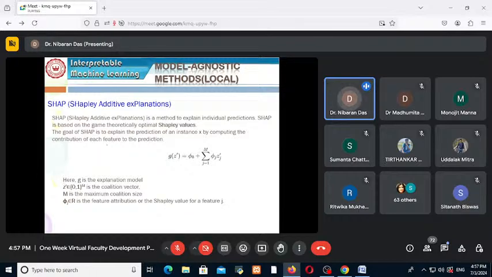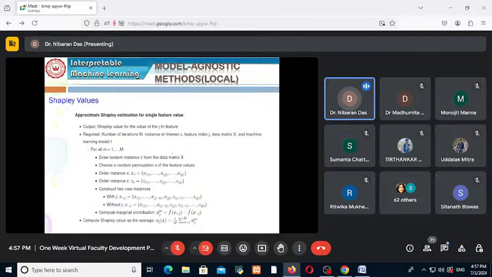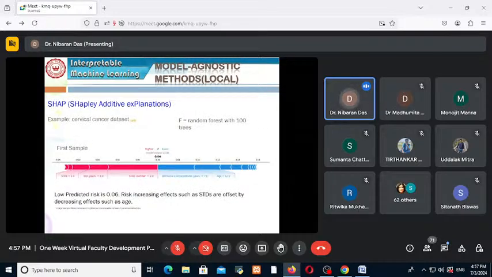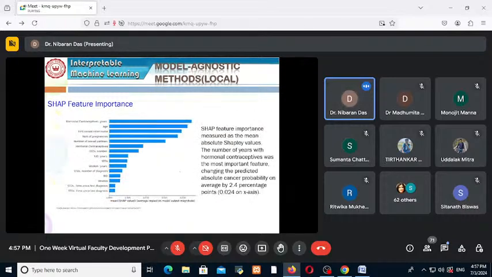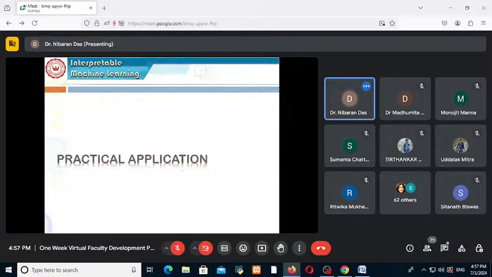We use phi 0 and phi j. Here G is the explanation model, z is the coalition vector, and M is the maximum coalition size, and phi j is the feature attribution or Shapley value of the features. This way we could get the Shapley value, and these are some explanations for the prediction 0.06. So now we could explain.